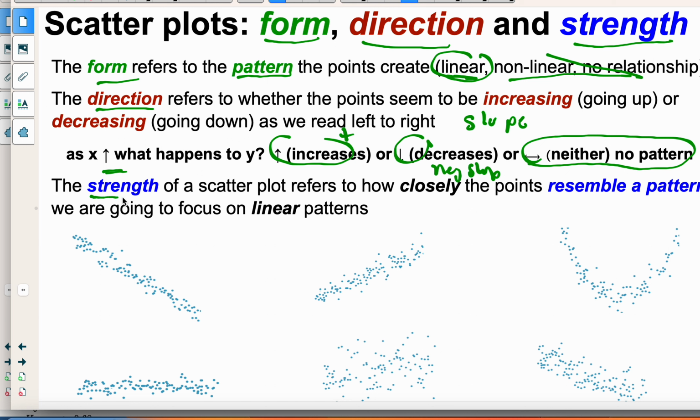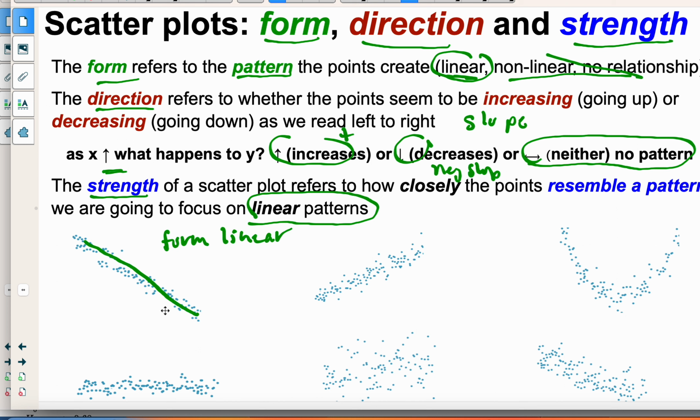And the last thing that's important about scatter plots is, how strongly does it resemble the pattern? In our case, we want to know, how strong does it look like a linear pattern? So if I look at these three cases here, this looks kind of like it could be linear, right? And so we would say, oh, the form is linear, it looks linear.